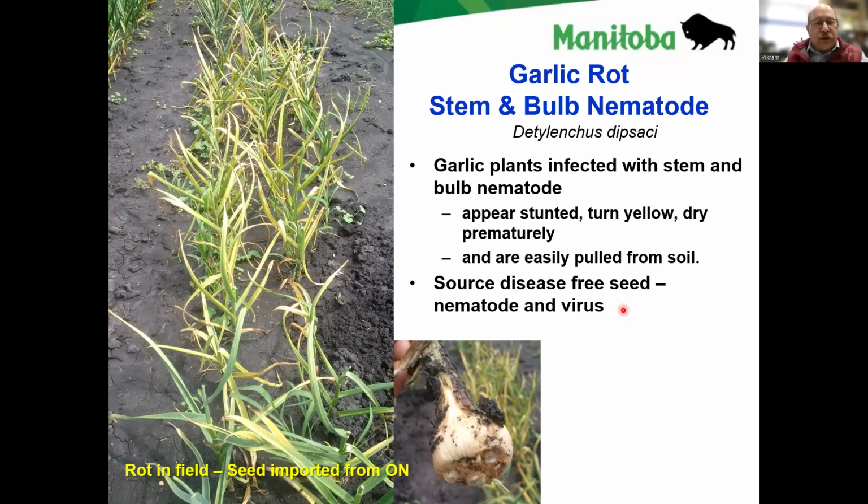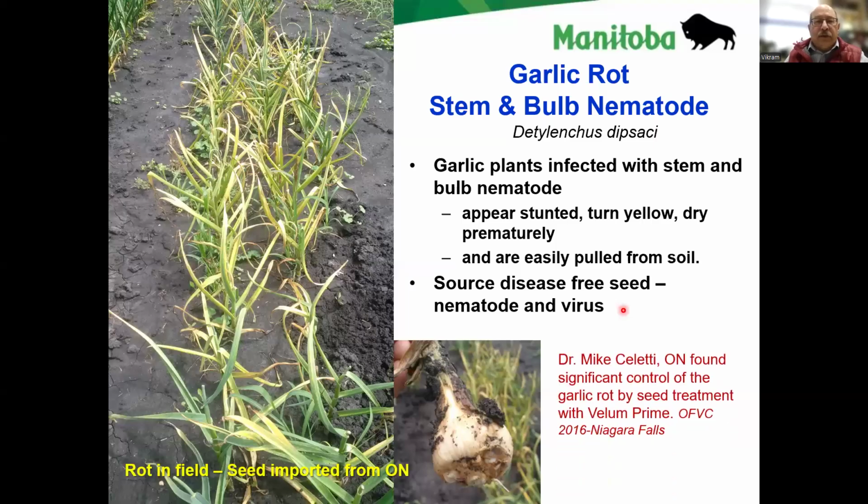How do you control? Dr. Mike Salati from Ontario had found that Velum Prime, this is a Bayer product, is a fungicide but has good activity against nematodes. So if you apply in the furrows, you should be able to control the fungal as well as nematode problems. Just one more point, fusarium basal rot is another big problem.